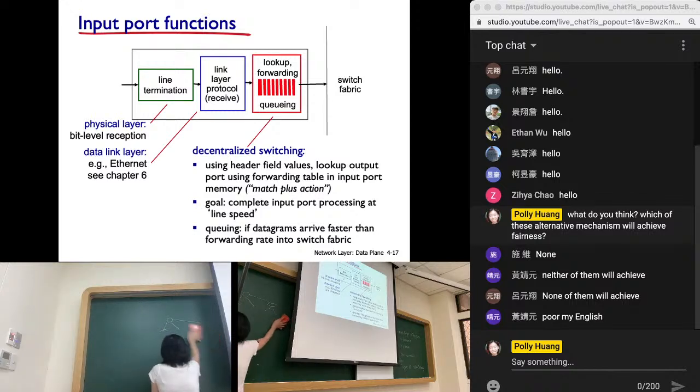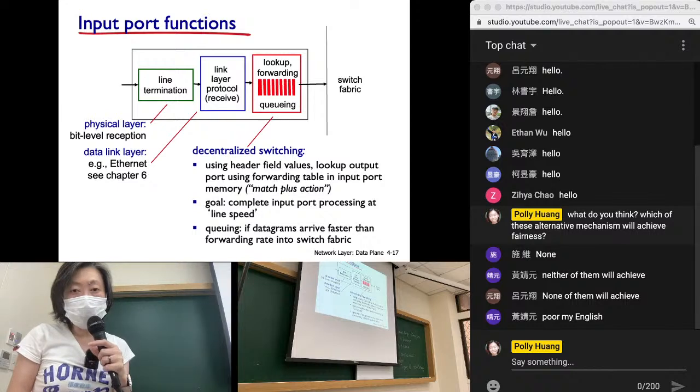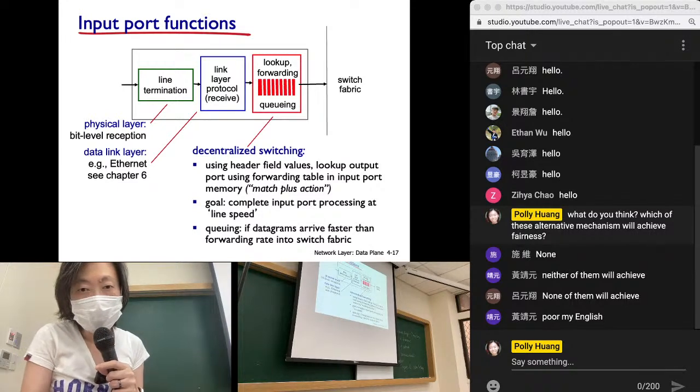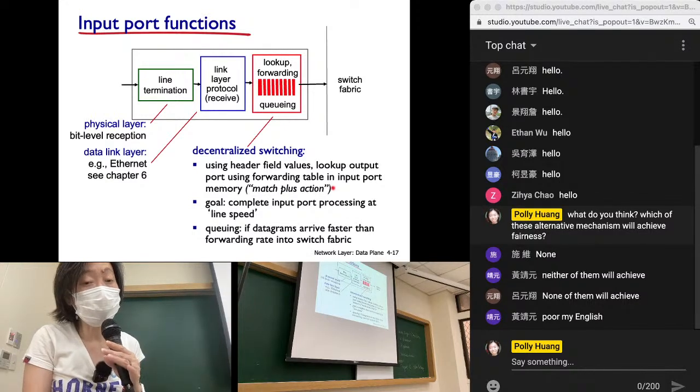So what you see there is this box is going to check this thing, using the header field values, and match the entries in the table and find out where the output ports are. So again, forwarding. Forwarding equals trying to find a match and determine what port to go.